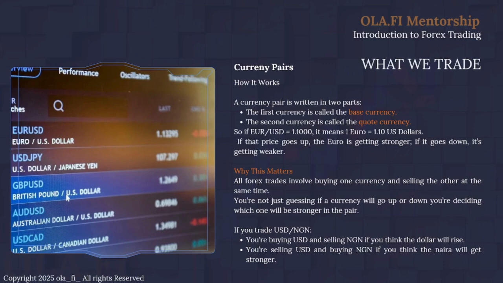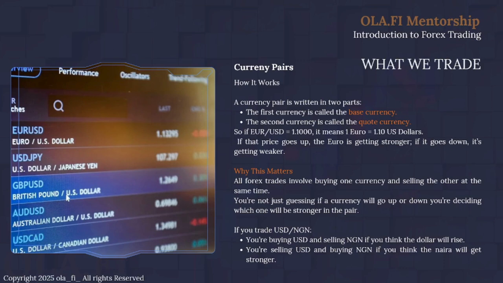So if you trade USD NGN, you are buying USD and selling NGN if you think the dollar will rise. So in any instance, if you buy one, you are selling the other. If you sell one, you are buying the other. So for instance, if you sell USD NGN, you are selling the dollar and buying the naira. So that's what it is.